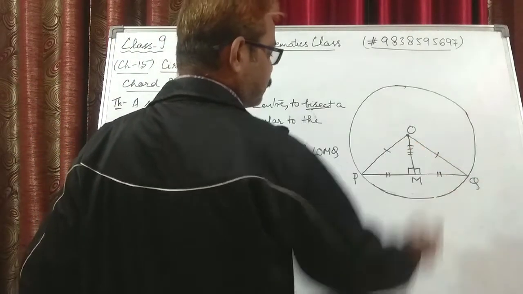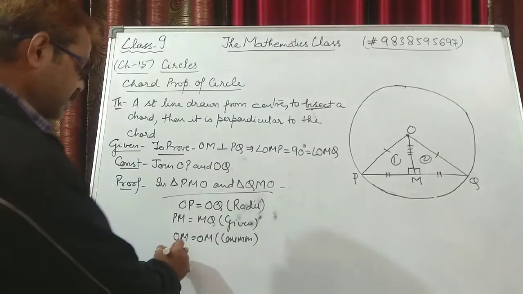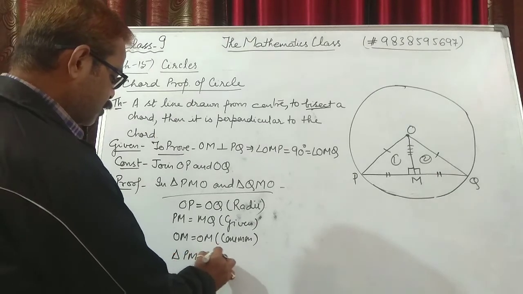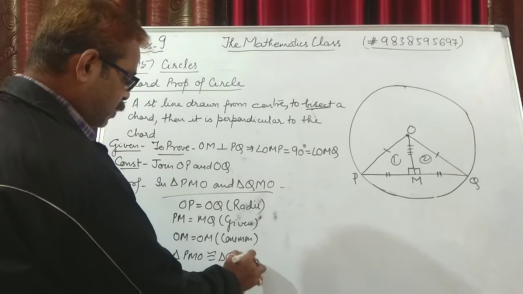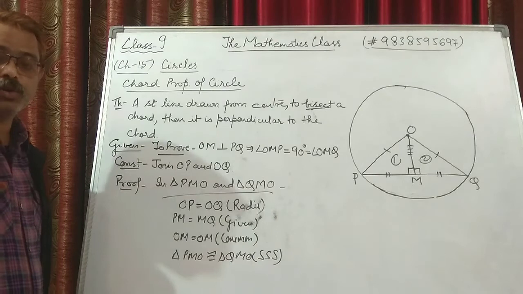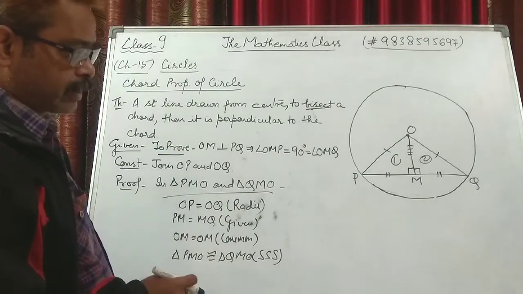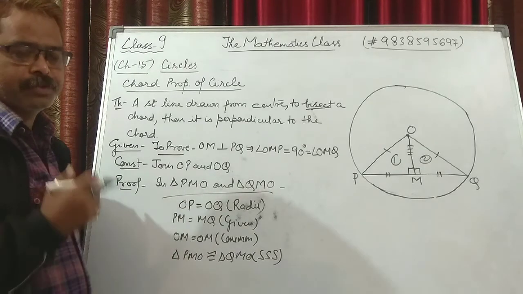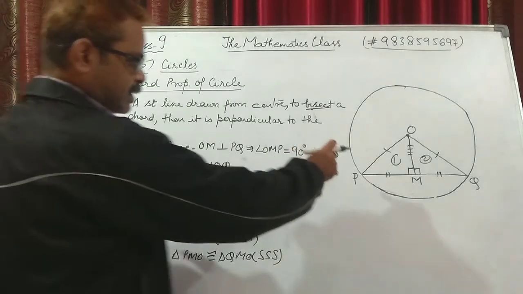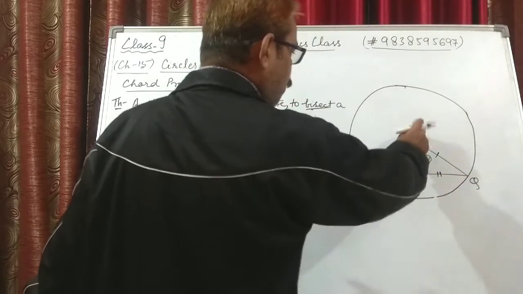This line OM is common in the first triangle as well as the second triangle. So we can say that triangle PMO is congruent to triangle QMO by SSS congruency rule. Now if the triangles are congruent, then all the 6 elements of the first triangle are equal to the corresponding 6 elements of the other triangle. So we can say angle PMO is equal to angle QMO.